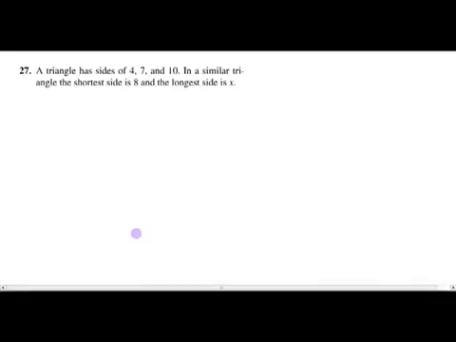A triangle has sides of 4, 7, and 10. In a similar triangle, the shortest side is 8, and the longest side is x. So when we're doing a problem like this, we can go ahead and model with a drawing. It doesn't have to be exact.